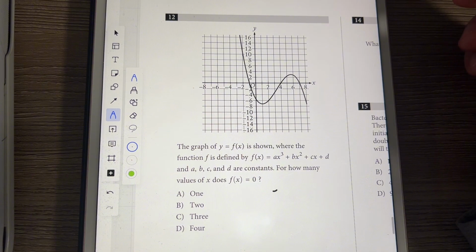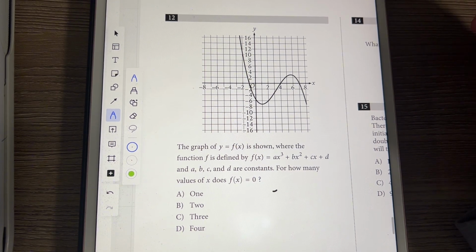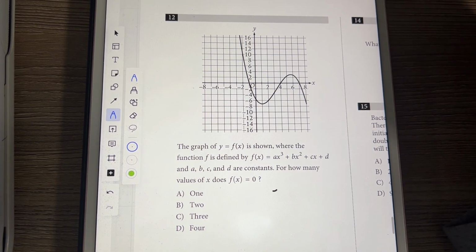Question 12, the graph of y equals f of x is shown where the function is defined by this giant thing here and a, b, c, and d are constants. Our first constant question of the day. For how many values of x does f of x equal 0?